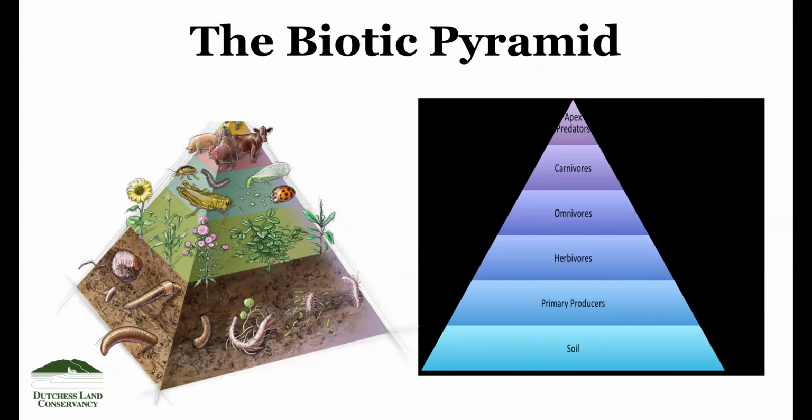And you'll see a lot of different ways to represent this. Here's a couple of examples of it. But generally, you see the soil as the base of the biotic pyramid. And then on top of that are the plants, the primary producers, and then herbivores, omnivores, carnivores, and the apex predators. So that's how we tend to organize our view of the natural world as a pyramid. And with soil always at the base of it.